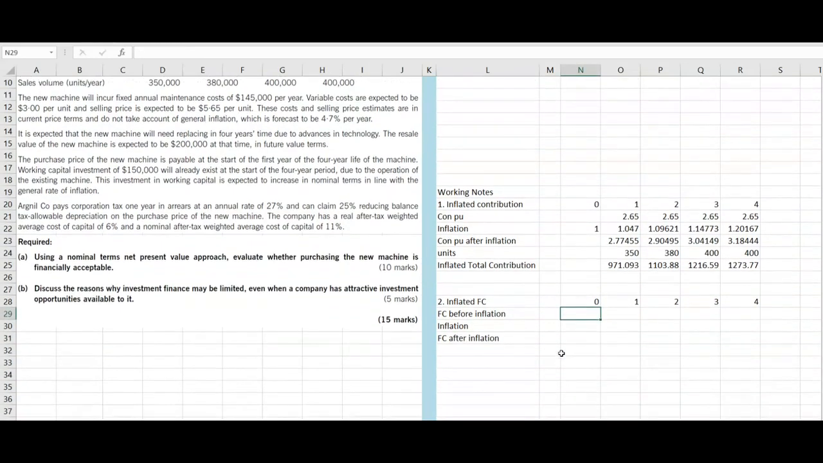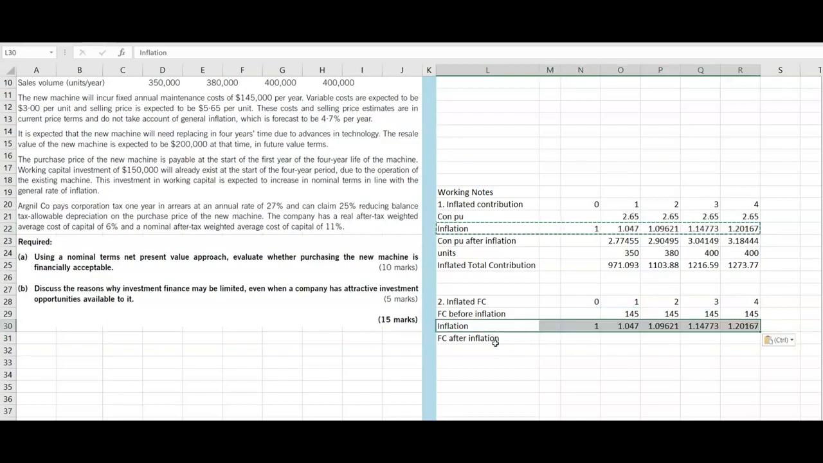So the fixed cost is always the same number. It's an annual fixed cost of 145. So it's going to be the same number for all the years, but inflation is going to change. So inflation is going to be the same 4.7%. So better we will take these same numbers and we can just paste it. So we got that, and we can just multiply.